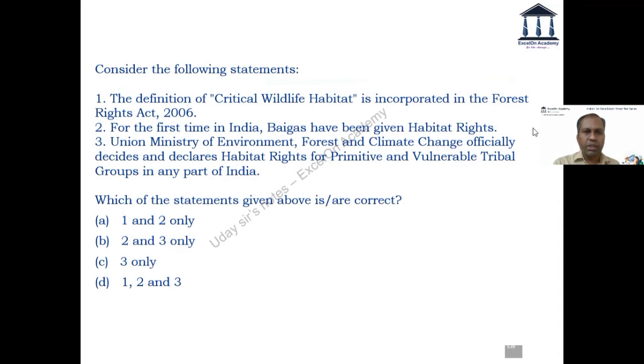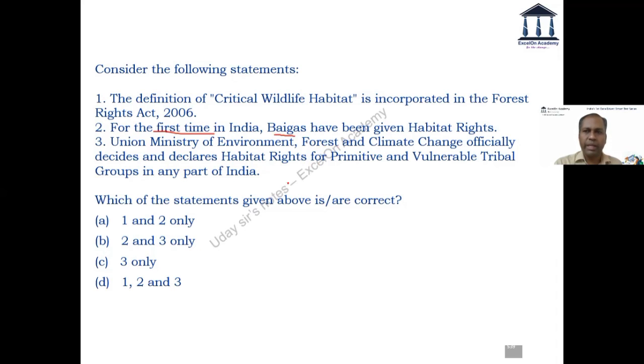The next question. The definition of critical wildlife habitat is incorporated in the Forest Rights Act. For the first time in India, beggars have been given habitat rights. "For the first time" means it's a current affairs news item. In that year, it doesn't matter. At least just remember beggars. The Union Ministry of Environment, Forest and Climate Change officially decides and declares habitat rights for primitive and vulnerable tribes.